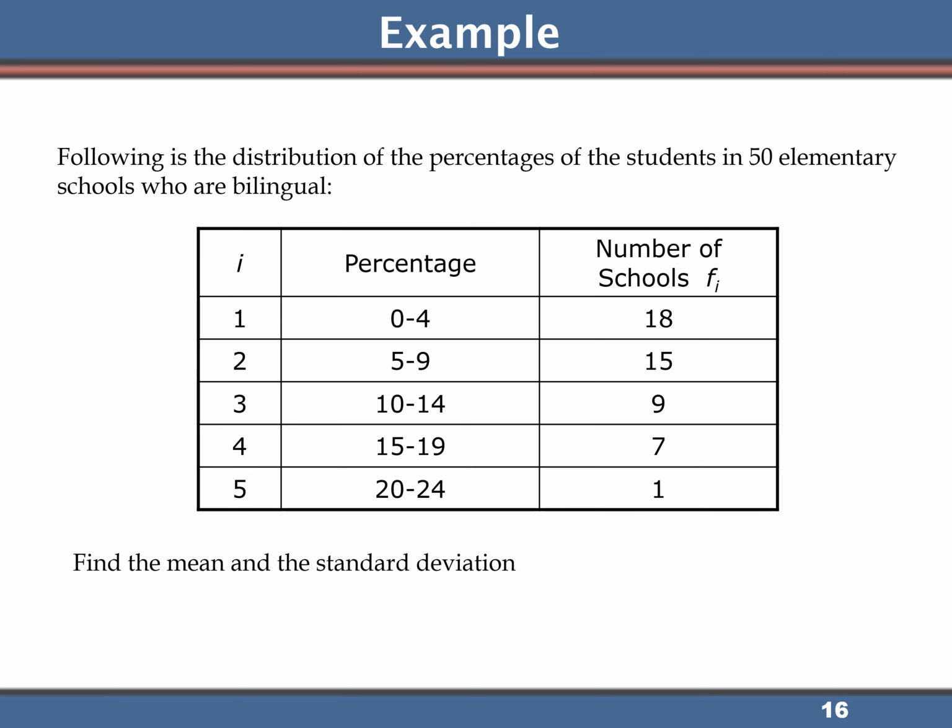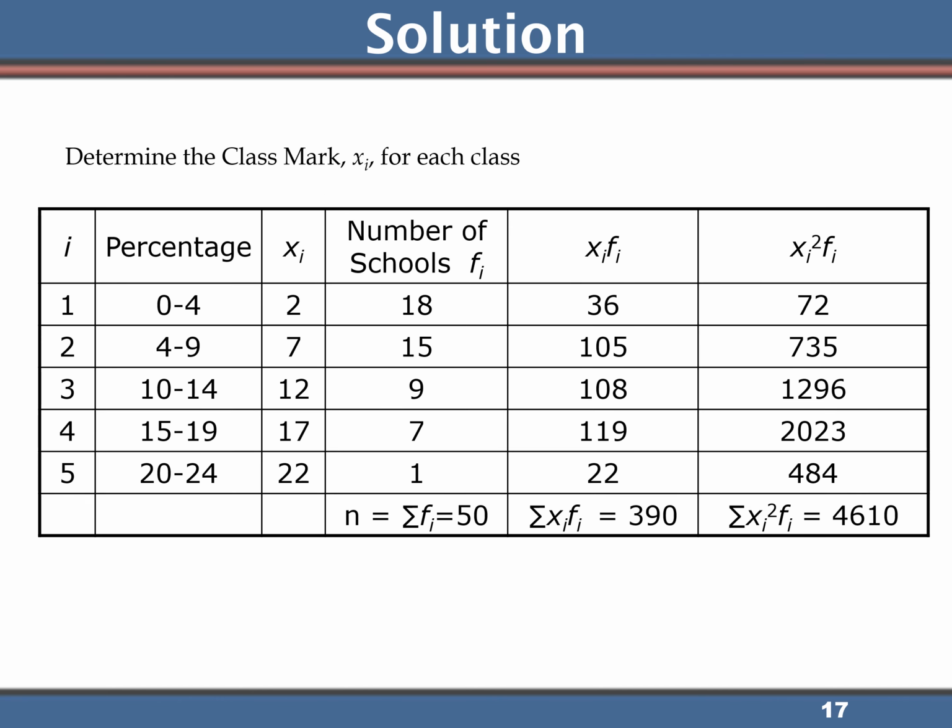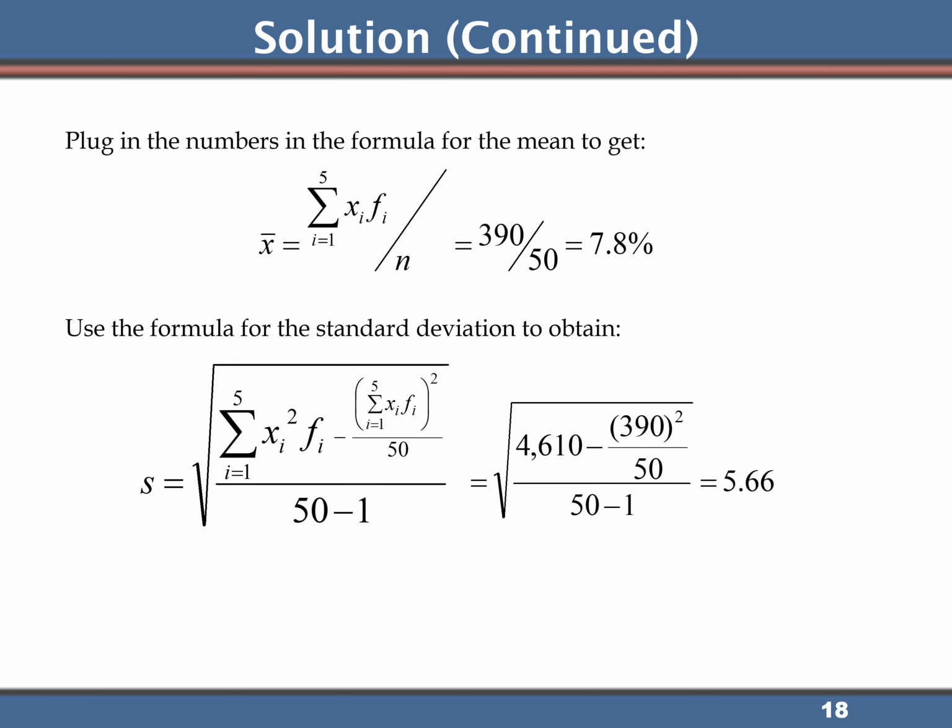In this table, the distribution of the percentages of students who are bilingual in elementary schools is given. We start by finding the class marks for the 5 classes. Using the formula for the mean from Chapter 3, we see that the mean is 7.8%. Using the formula for the standard deviation, we see that it equals 5.66%.